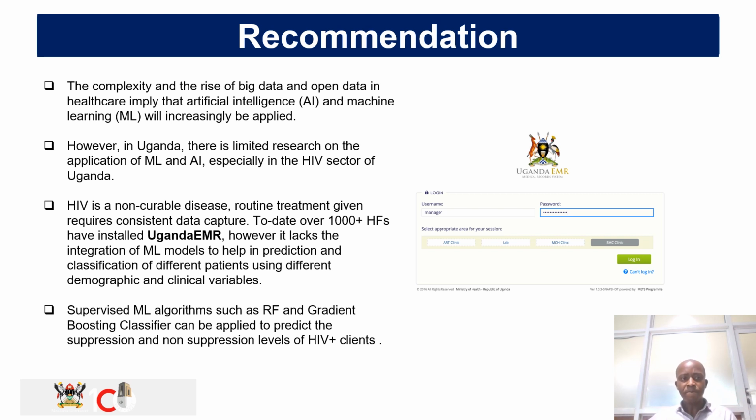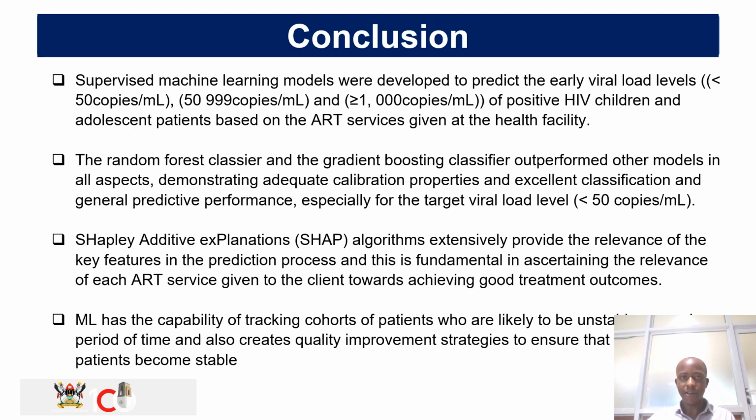However, in Uganda, there is limited research on the application of machine learning and AI, which means that there are more opportunities to apply machine learning in the HIV sector. Supervised machine learning algorithms such as random forest and gradient boosting can be applied to predict suppression and non-suppression levels for HIV, based on the current discussion or study done.